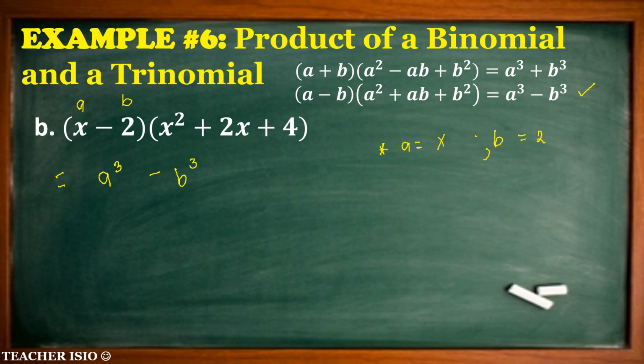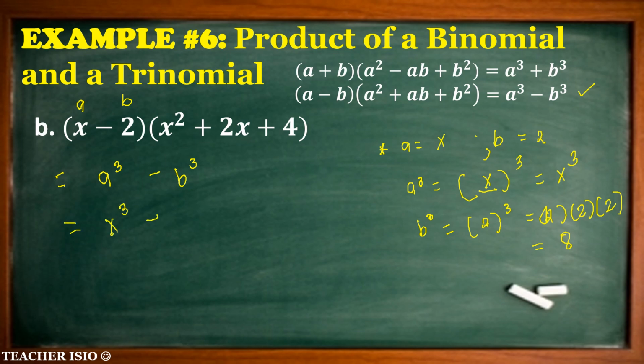Again, A equals x, B equals 2. So we have A cube. So we have x. Substitute x. So we have x cube. Next, let's have B cube. So we have 2 raised to 3. So we have 2 times 2 times 2. We have 8. Therefore, the product is x cube minus 8. So here's now the answer.